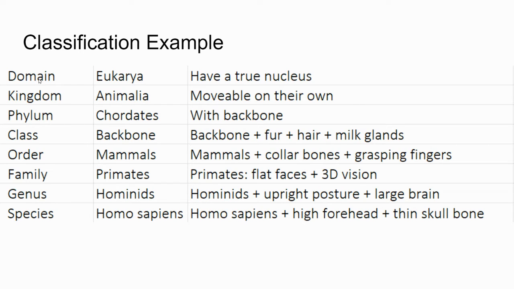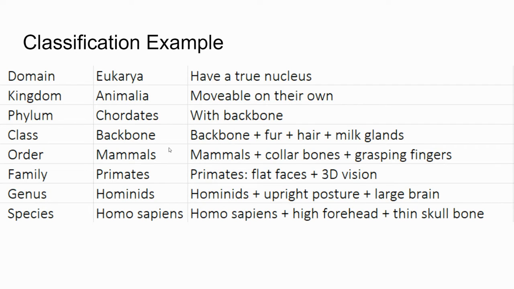So for the domain, of course, we have a true nucleus in our cells, so we belong to the eukarya. Our kingdom is Animalia because we don't have a cell wall and we are movable on our own. For phylum, we are chordates because we have backbones. Chordates are basically vertebrates. The class is backbone, of course; you can replace this with vertebrae. Backbone and vertebrae are the same.